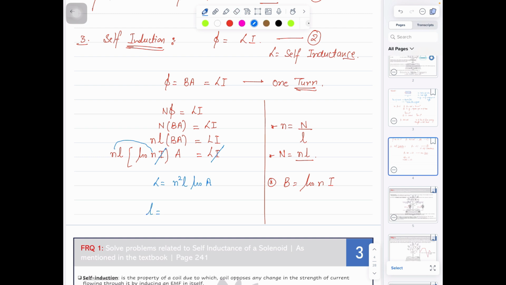L is equal to, not small l, it should be capital L. Capital L is equal to mu naught N square times L times A, where area A is equal to pi r square. You need to focus on this value. What is your L? What is your self-inductance? This is your major formula you are going to use in the numericals.